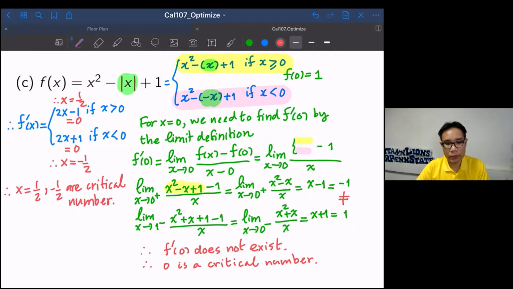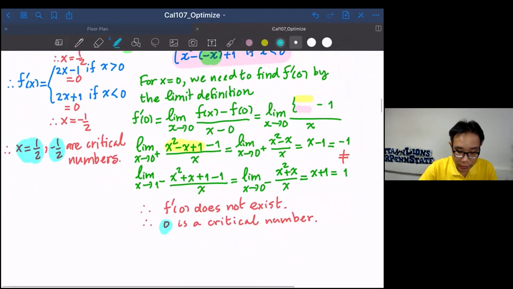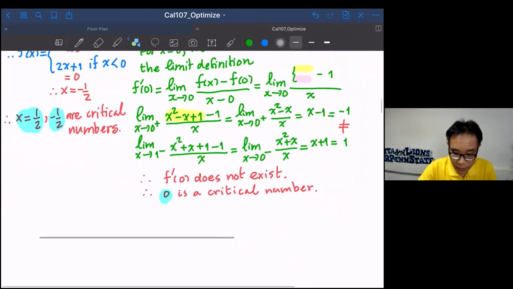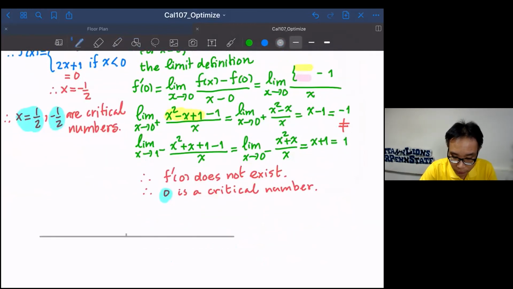Okay, so you have these two critical numbers. So we're gonna gather all the information together. You see that you have three critical numbers: 0, 1/2, and negative 1/2. In this case, we're gonna draw a real number line, and you're gonna plug in 3 points: 0, negative 1/2, and 1/2.